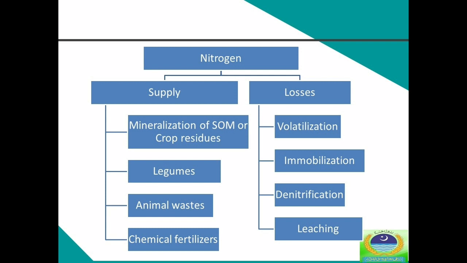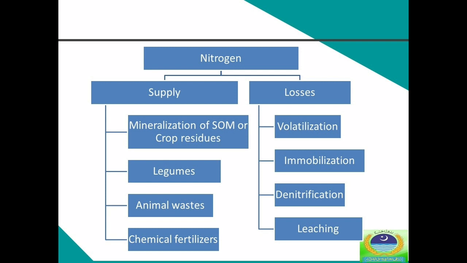Denitrification is the loss of nitrogen by conversion of nitrate to gaseous forms of nitrogen such as nitric oxide, nitrous oxide, or dinitrogen gas. Denitrification occurs under flooded or saturated soil conditions when there is deficiency of oxygen and bacteria use nitrate as an oxygen source.